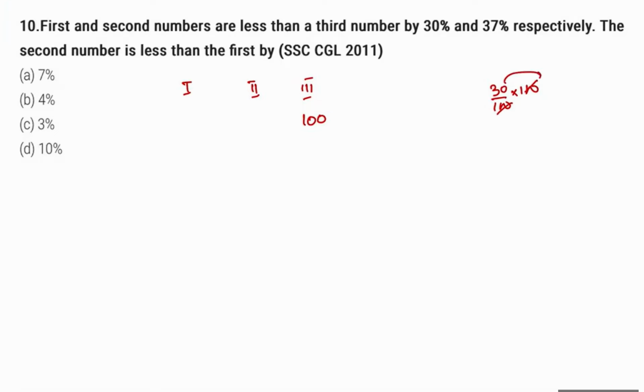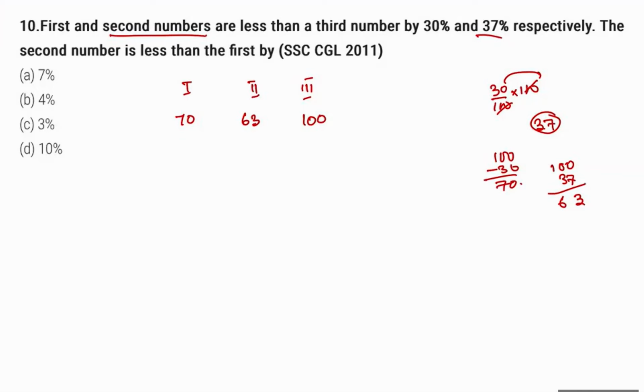The first is 30% less than 100, so 100 minus 30 is 70. The second number is 37% less than 100, so 100 minus 37 is 63. So the first number is 70, the second number is 63, and the third number is 100.